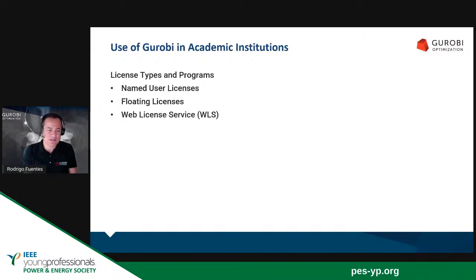Our academic licenses have to be requested from an academic network. As long as you request a license from a private network that is associated with an educational institution, you will get a license for 1 year. The types of licenses that we offer for academics are three: named user licenses, floating licenses, and web license service. I'm going to talk about each of them. And after the call, if you want to get a license and you have any problem doing so, you can reach out to me if you have questions on how to get an academic license.